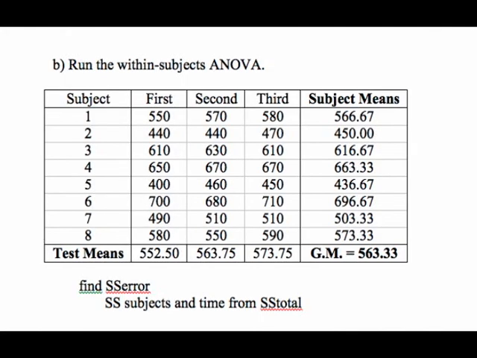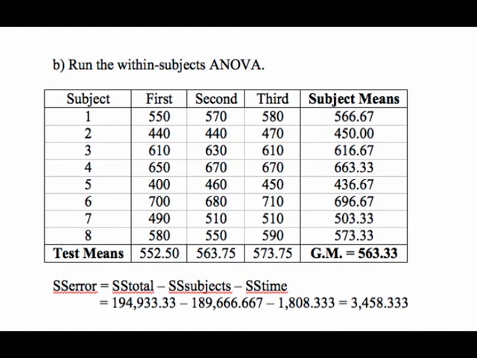Okay, next we're doing our sums of squares error, which is the same as it is always. It's just the sums of squares total minus the sums of squares subjects minus the sums of squares treatment or time. So that works out to be 3,458.3333333.